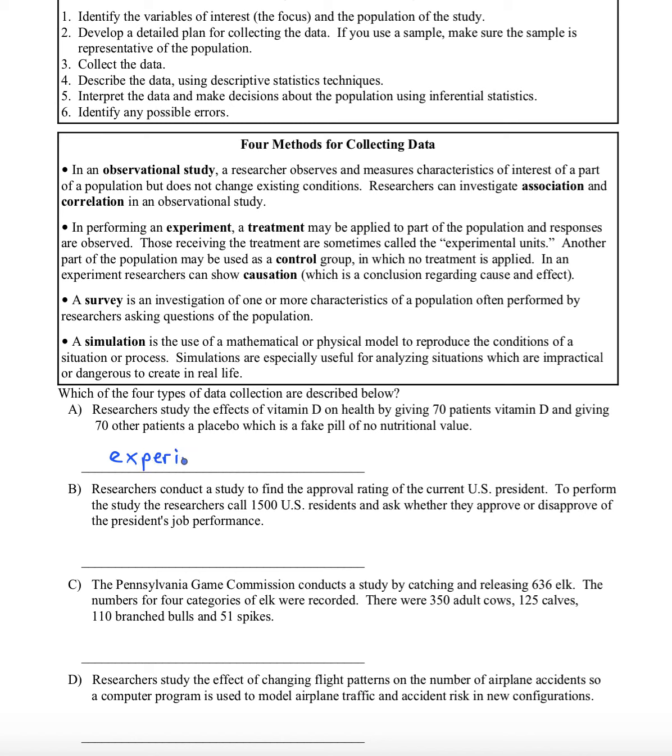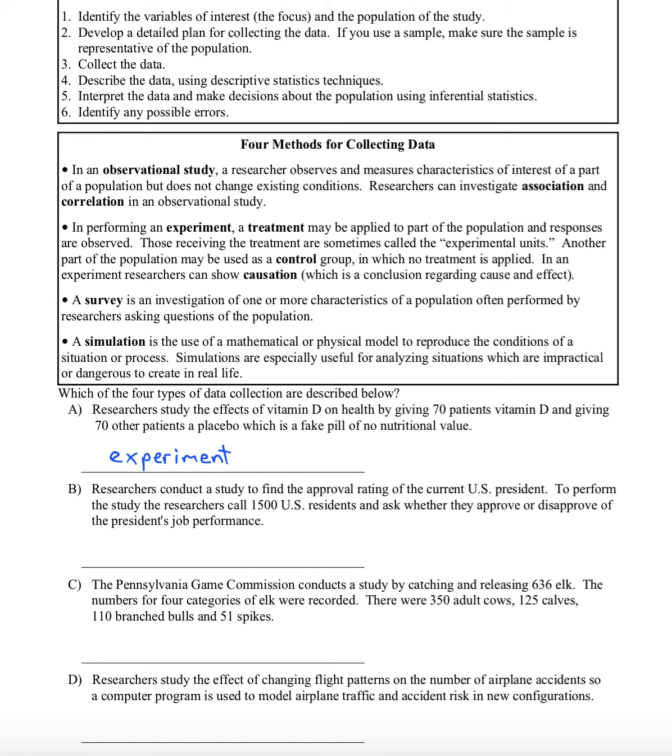How can we tell? Well, there is a treatment being applied to part of the population. That would be giving them the vitamin D. 70 patients are given it. Now, another 70 patients are acting as the control group. They don't get nothing. They get a placebo, which is a fake pill of no nutritional value.